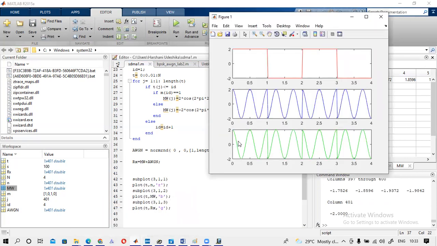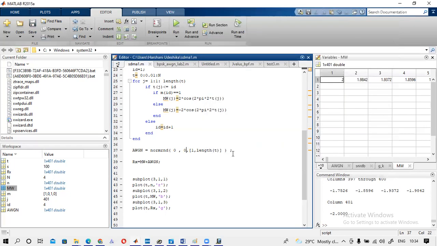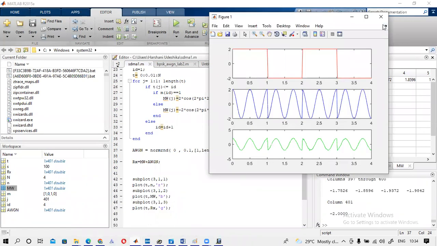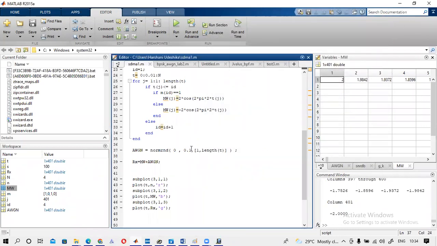So you can see that we have the same signal, because here the power of the noise is 0. That means there is no noise power. So if you put a very small noise power, let's say 0.1, let's say 0.5.